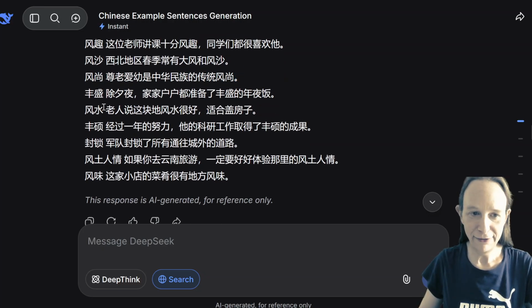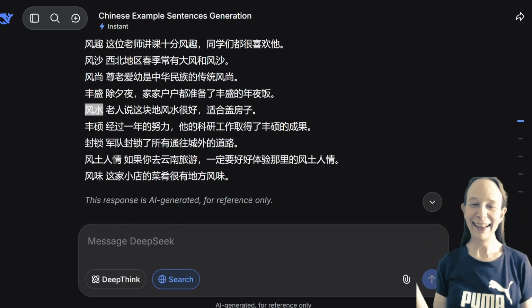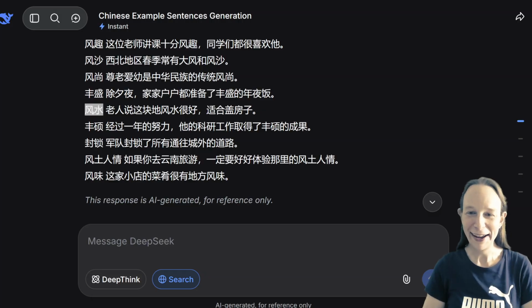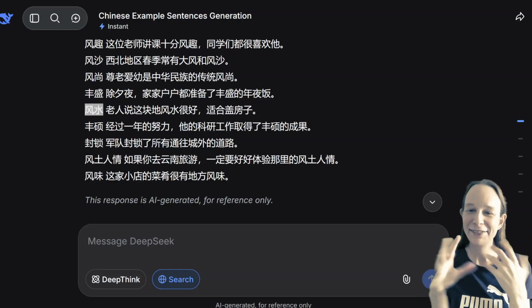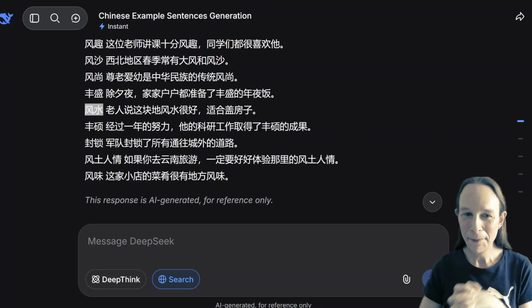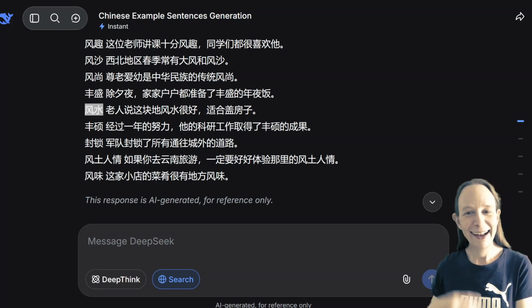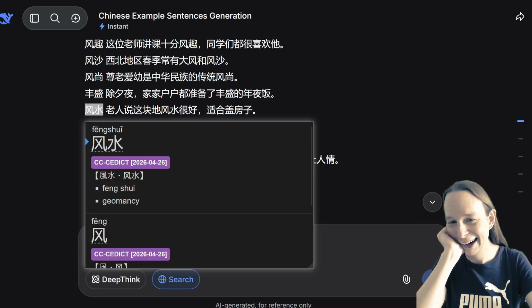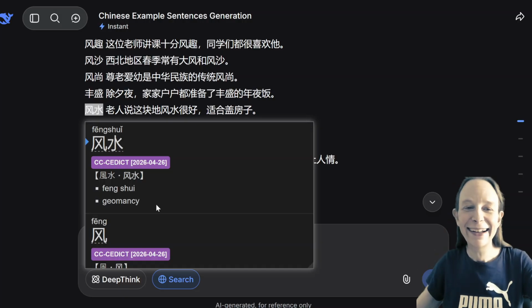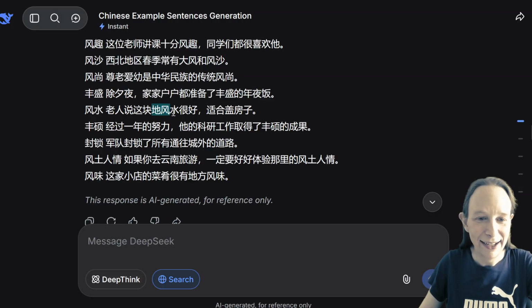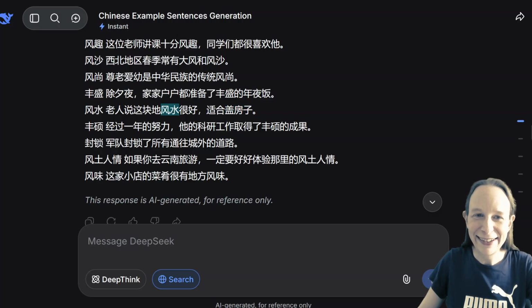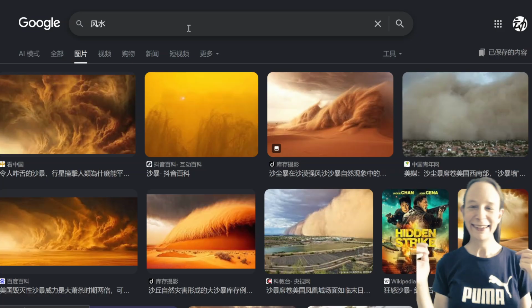All right. Feng shui. Like feng shui, this concept exists in English as well, right? It exists outside of the Chinese mind, but it is a Chinese concept, right? Yeah, I don't know how to explain this concept though. The concept is feng shui. OK，老人说这块地风水很好，适合盖房子。All right, 风水. It's some sort of, it's feng shui.